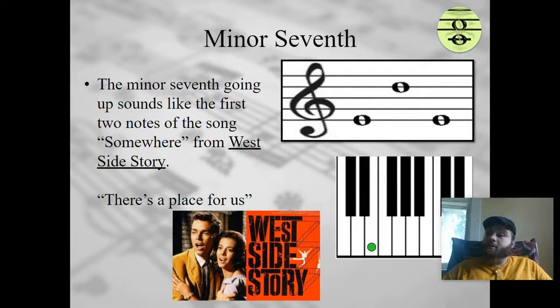The minor seventh, this is the one that you might not know if you don't know musicals very well, but it sounds like the first two notes of the song Somewhere from West Side Story. The first words of the song are, there's a place for us. It's a very large interval that you don't hear very often in many songs, but that's probably the most famous example, which is the reason I use it. There's a place for us is the minor seventh.